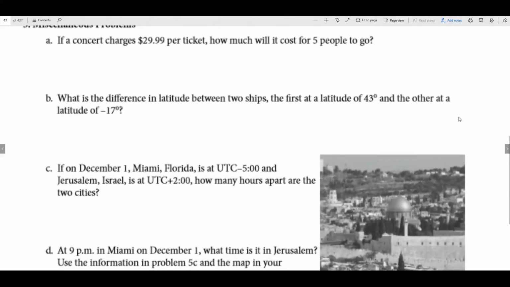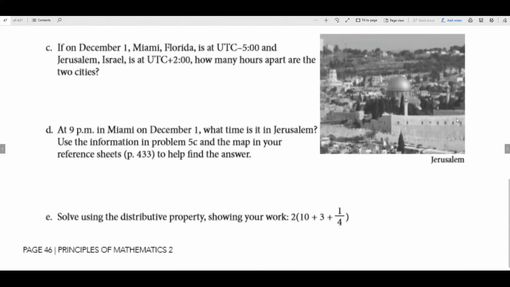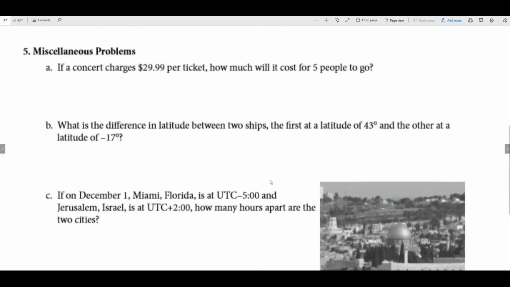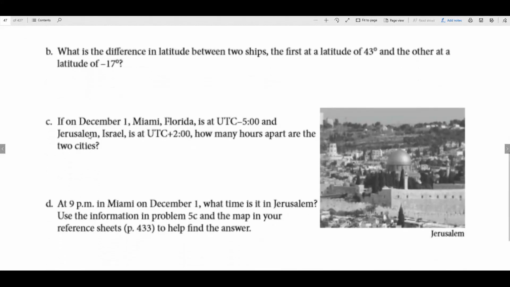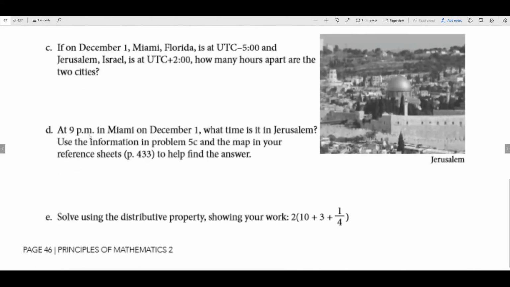Okay, now on 5, let us do, these are miscellaneous. Okay, I think on A through D you should know those. These are ones that we've been going over. On letter E, solve using the distributive property showing your work.